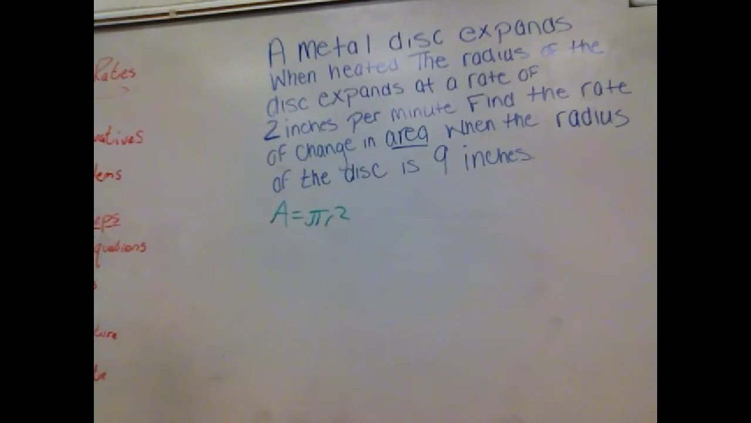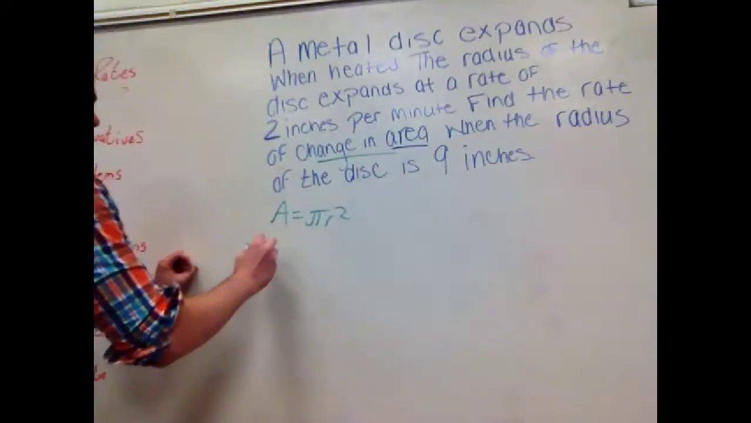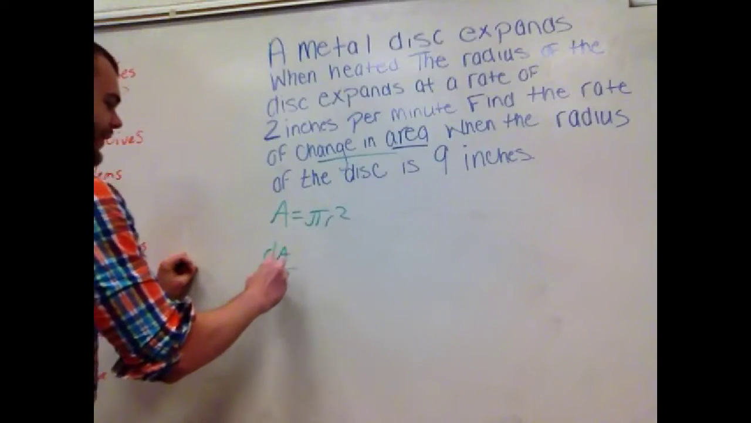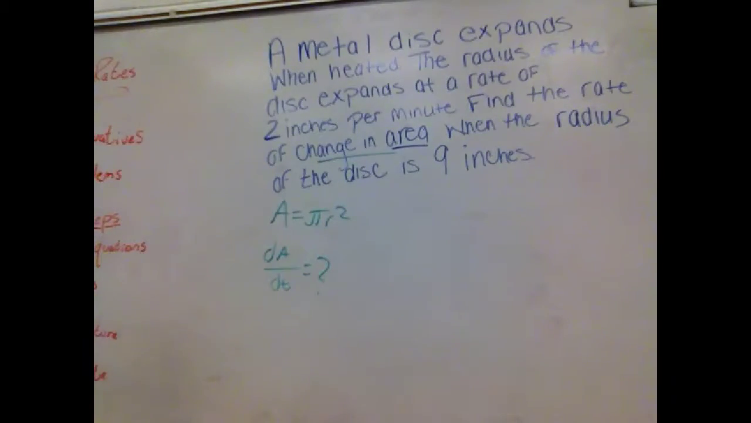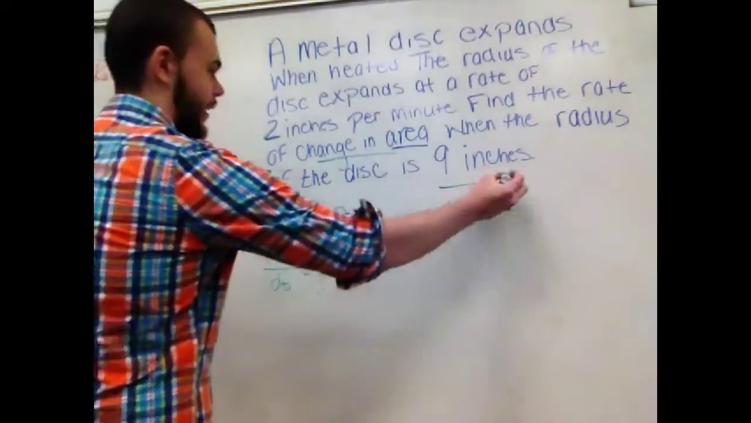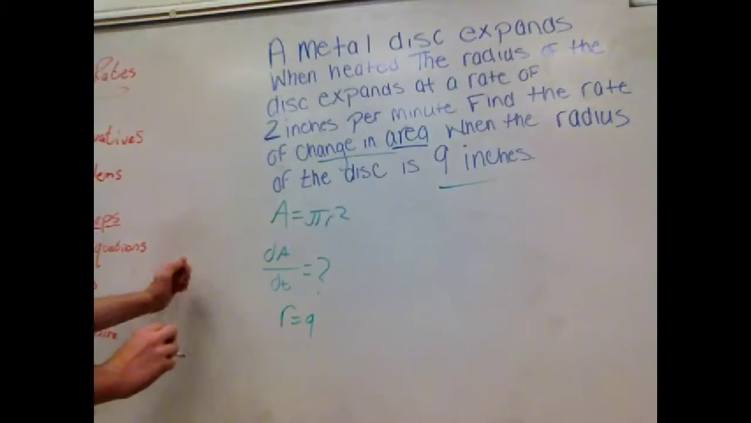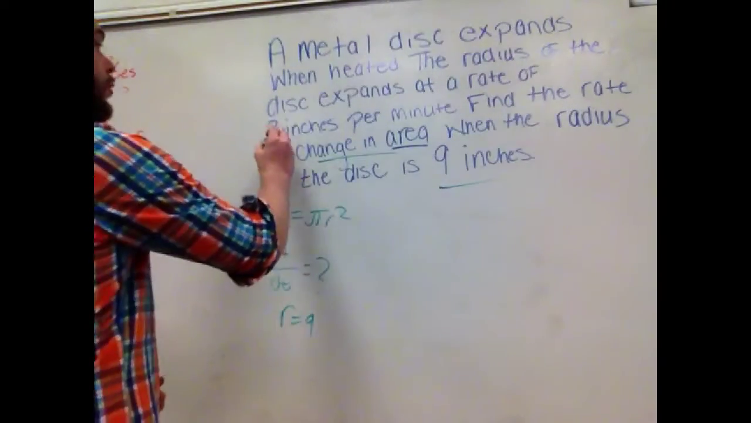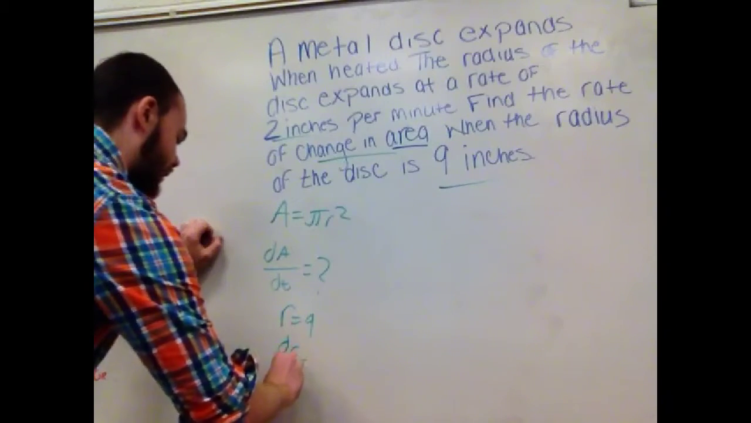Now what we're going to do is make a table of values that we know and what we don't know. We're looking for the change in area, so that will be dA over dt, which we do not know at the moment. We know the radius, which is 9 inches. r equals 9. And we know the rate of change of the radius, 2 inches per minute. So our dr over dt equals 2.